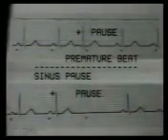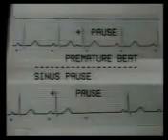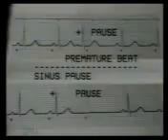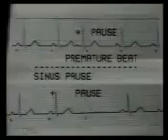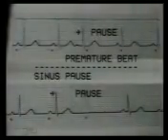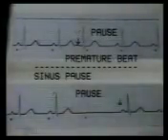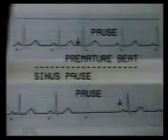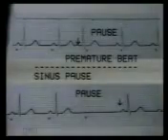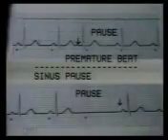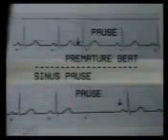So to revise, whenever you see a pause, first study the preceding beat. If it has occurred early, as in the upper strip, it is a premature beat with compensatory pause. And if the RR interval is normal, as in the lower strip, then it is a sinus pause with an escape beat. Now, if it is a premature beat, study the QRS complex, compensatory pause, and P wave to decide the origin of the premature beat. And if it is a sinus pause, study the succeeding beat to know the type of escape beat.